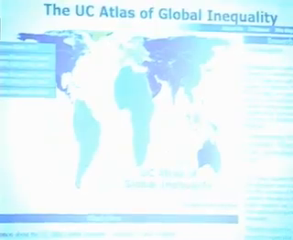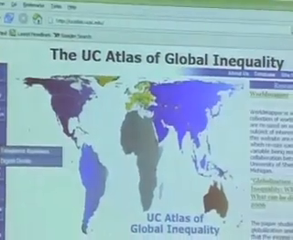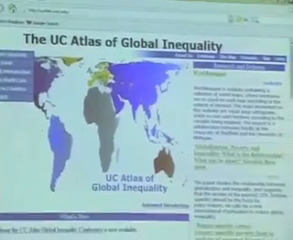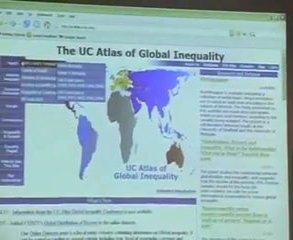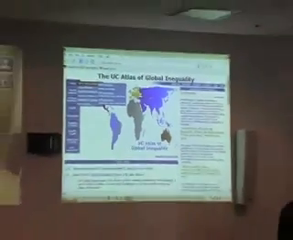Thanks, Suresh. So I will just take you through a brief overview of the themes available in UC Atlas and the main maps that I used here. As you can see on the left-hand side, there are 6 main themes that UC Atlas focuses on: health, income inequality, gender, economic globalization, connections, and inequality, of course. Let's take a look at a couple of visualizations available.